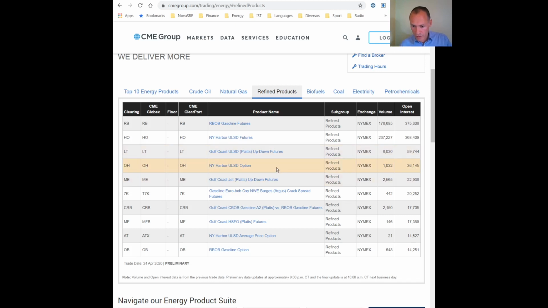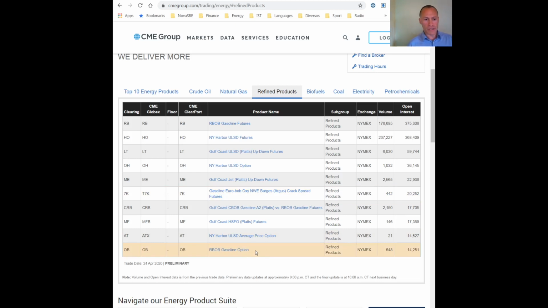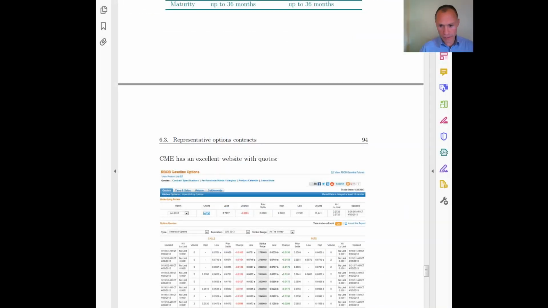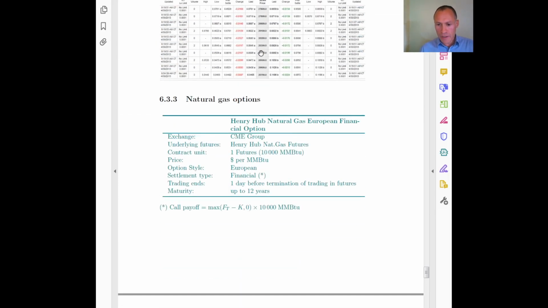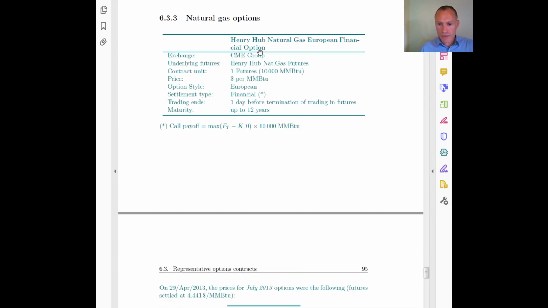And then there is also the gasoline option down here. So these are the two products we are describing there in the notes. Again, click through these links if you want to look at the properties of the contracts, which are again repeated here in the handouts. All right. Natural gas options.